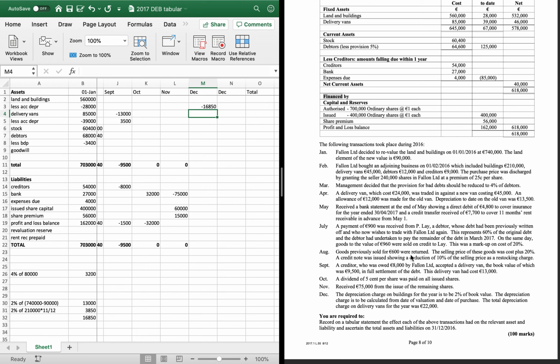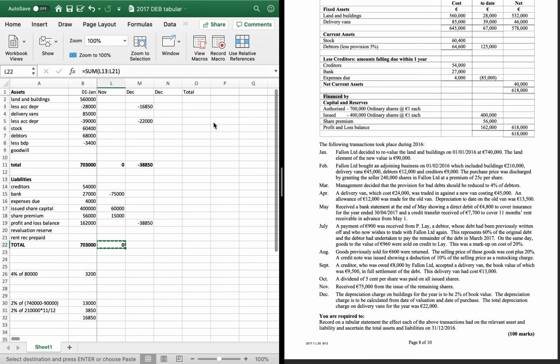Second one, depreciation, total depreciation on delivery vans is 22,000. So we don't have to do anything on that. So in total then, that is, what's that, 38,850. So profit and loss, 38,850. And of course, depreciations are an expense, so they reduce your profit. So that'll balance out at minus 38,850 for our assets and our liabilities.